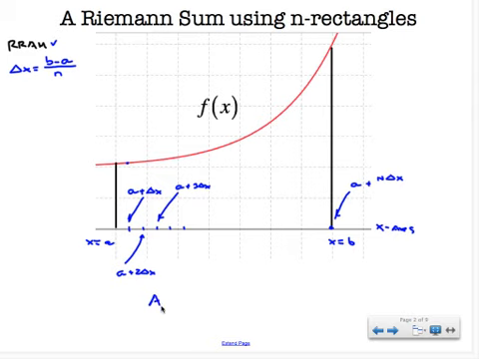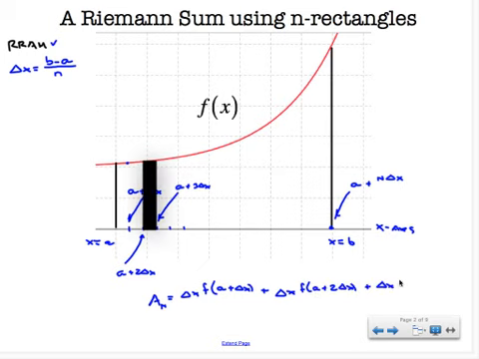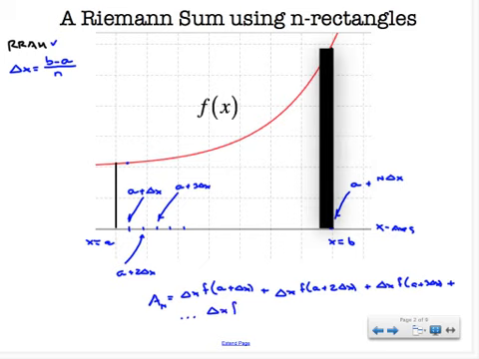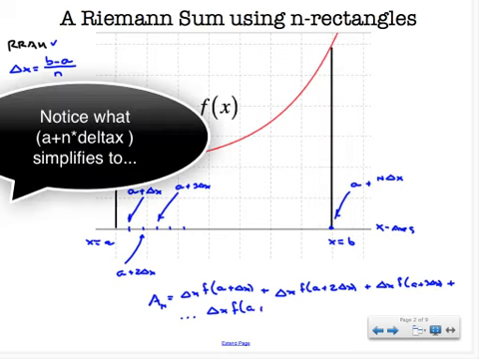The area using n rectangles will be equal to: the first rectangle has a width of delta x. The first height is going to be f of this first x value, this first right endpoint, which is a plus delta x. The second area will be delta x times f of a plus 2 delta x. The third rectangle will have a width of delta x and a height of f of a plus 3 delta x. This is going to continue on, so I can put a plus with an ellipsis. And the last rectangle will have an area of delta x times f of a plus n delta x.